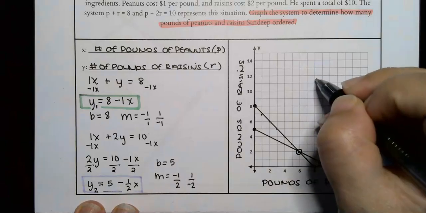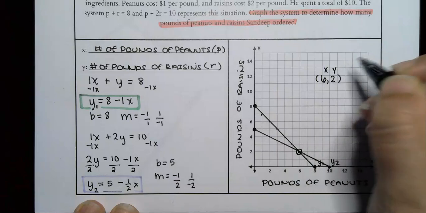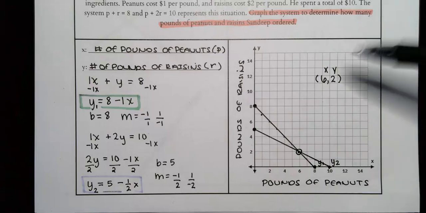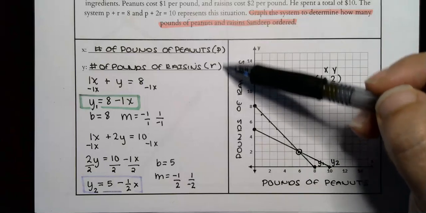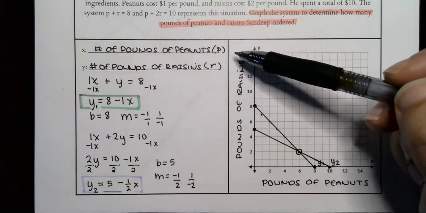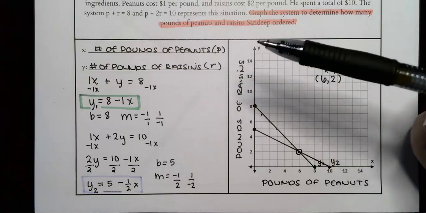So I'm going to write it over here. 6, 2 is our x, y values for the point of intersection. It's where the two lines intersect each other. It's the point that they have in common. And remember what we labeled x and y. So if we go back to our original statements, we said x represents the number of pounds of peanuts and y represents the number of raisins in pounds.